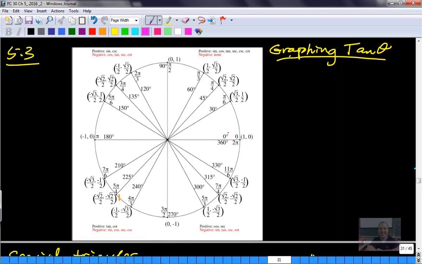So, graphing tangent. 5.1 was graphing sine and cos. Now we're graphing tangent. So how many of you have your unit circle assignments back with you? If you do, just go ahead and look on there, because we also stated the tangent values for these as well. So let's fill in some of these. What's the tangent for 0 degrees? Remembering that tangent of theta is sine theta over cos theta, correct?